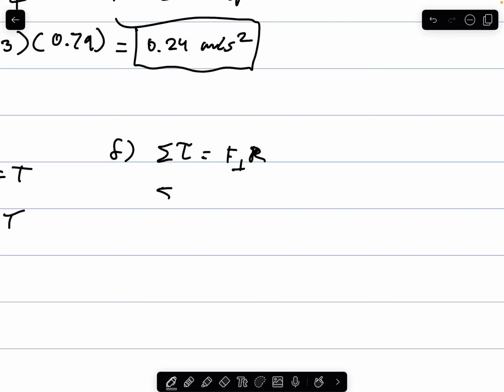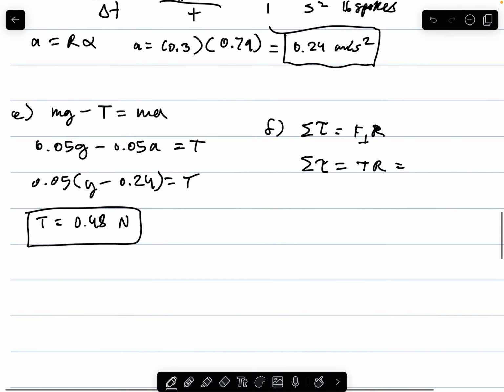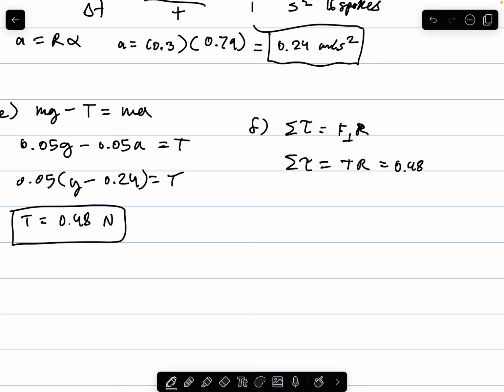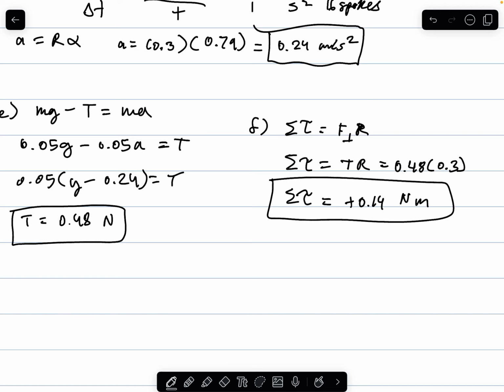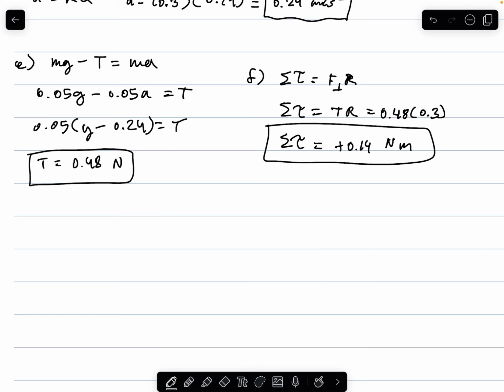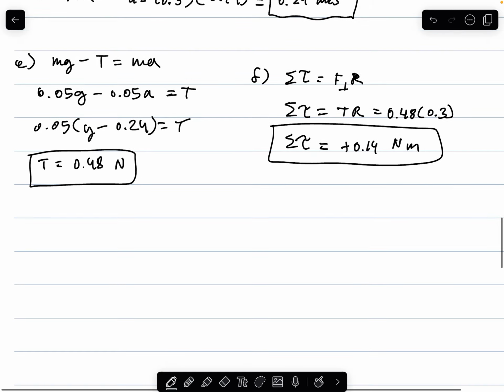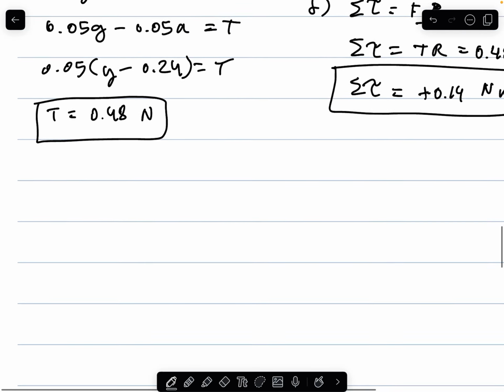For part F, I know net torque is going to be the force perpendicular to the radius. And the force perpendicular to the radius of the bicycle wheel is going to be the tension. So tension times radius. And I'm going to use the tension I got from the previous problem, which is 0.48, times radius 0.3. So the net torque is going to be positive 0.14 newton meters. And it's positive because the bicycle wheel and the hanging mass are both going counterclockwise.